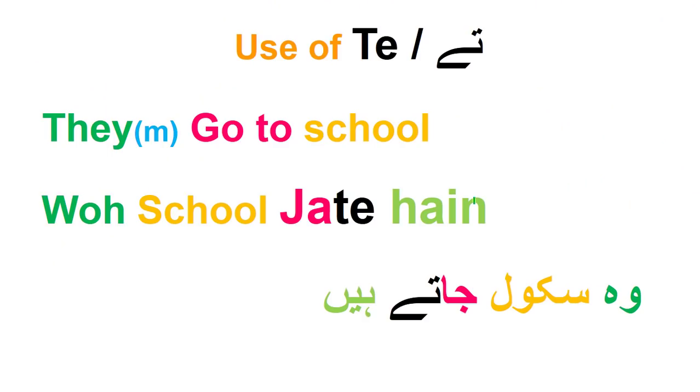Another example, they go to school. They is masculine and also plural. वो स्कूल जाते हैं. Right? ja and te, वो स्कूल जाते हैं.